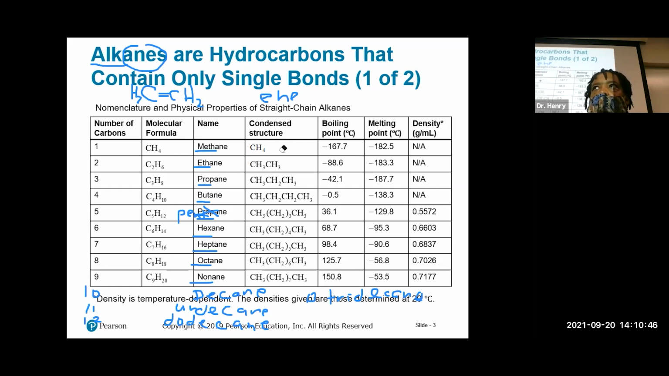So if you notice, as we get more and more carbons, our boiling point changes, right? So our boiling point actually increases the more carbons that are added on. Why do you guys think that's the case?